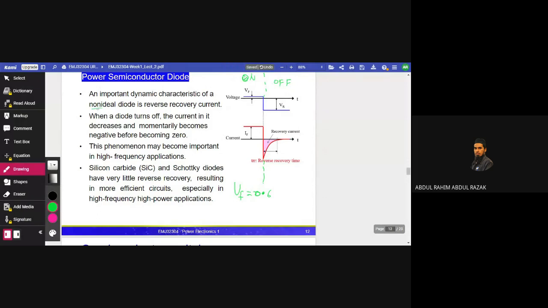When you switch on, non-ideally, there will be a voltage drop of 0.6. The current will flow, let's say at 10 ampere. It depends on the load and on the capability of the diode. Let's assume we have 10 ampere of conduction. Once we switch off, we shall measure the reverse voltage across the diode, VR.